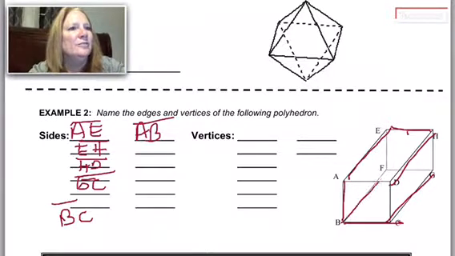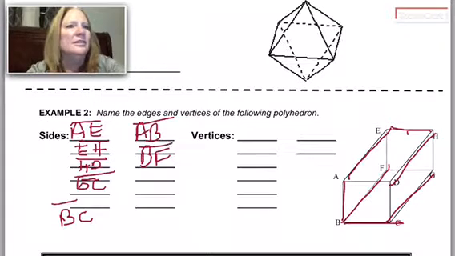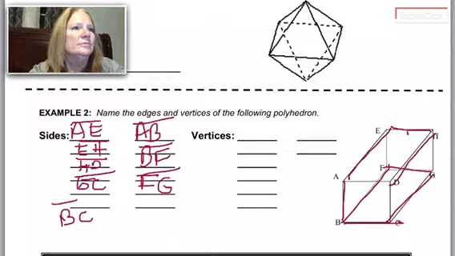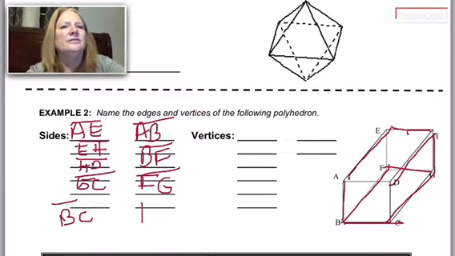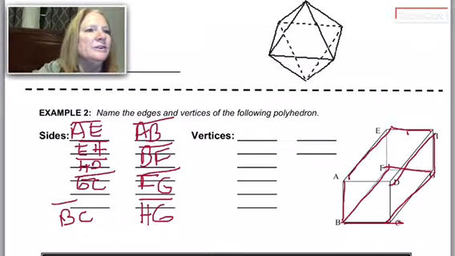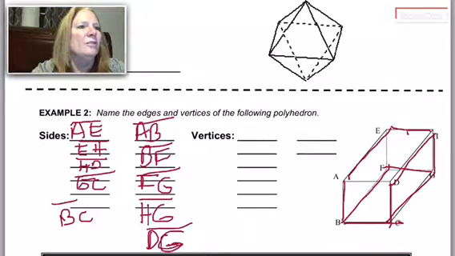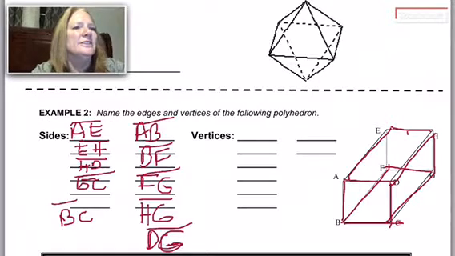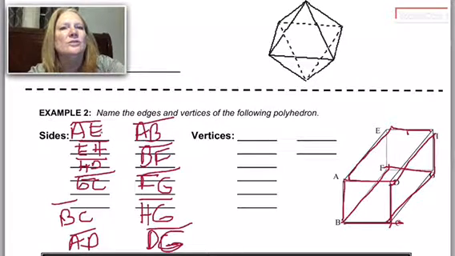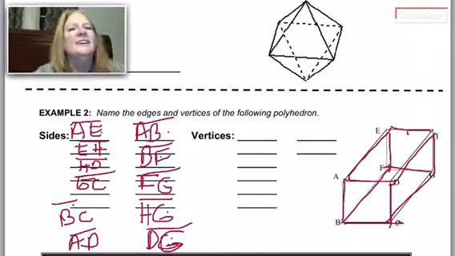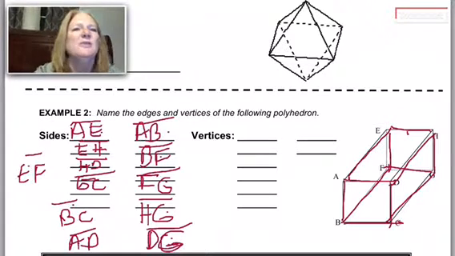AB, BF, FG, and HG. So there should be 1, 2, 3, 4, 5. I missed DC. Oh, sorry. You can't read this writing, but you've got the 4 on the bottom, the 4 on the top, and there's the other one, AD. So that is 1, 2, 3, 4, 5, 6, 7, 8, 9, 10, 11. I'm missing one. Here it goes, EF. So there should be 12.